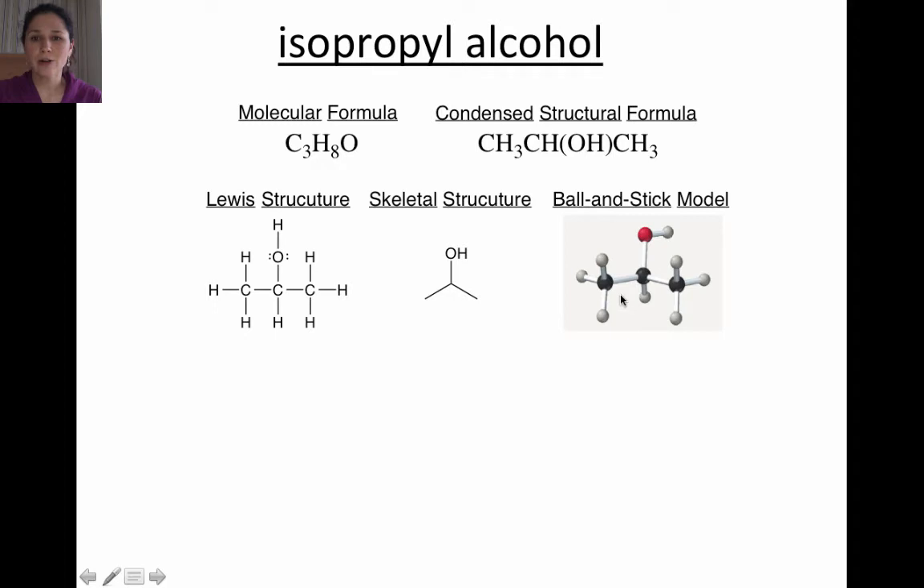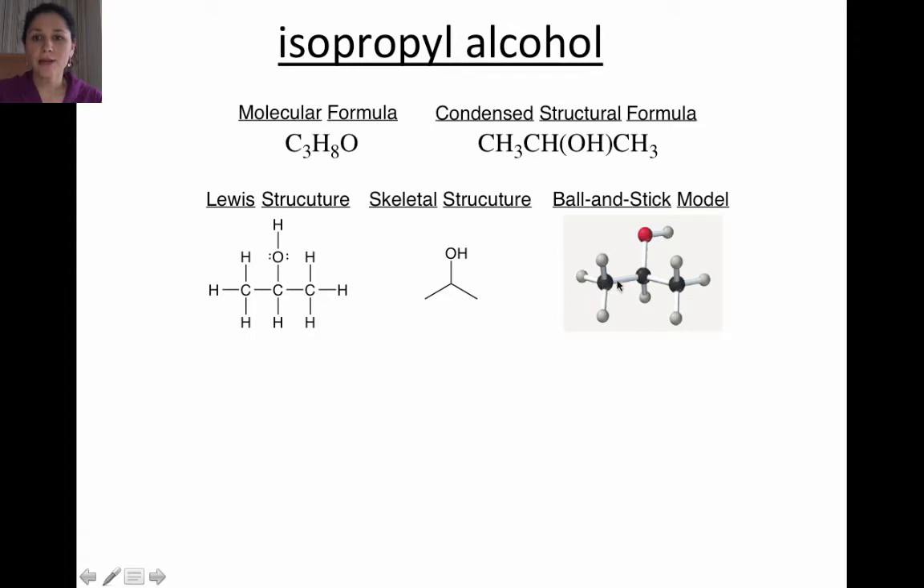For isopropyl alcohol, this shows you all of the connectivity of the atoms. The black circles here are carbon atoms, the white circles are hydrogen atoms, and the red circle is an oxygen atom. So this is basically a picture of a ball and stick model, just like the ones that you built in class. And this is one way that you can represent the connectivity between atoms in isopropyl alcohol.